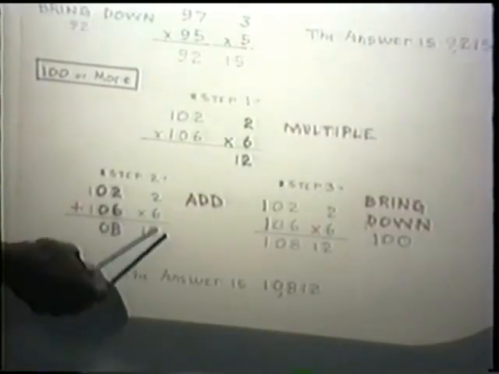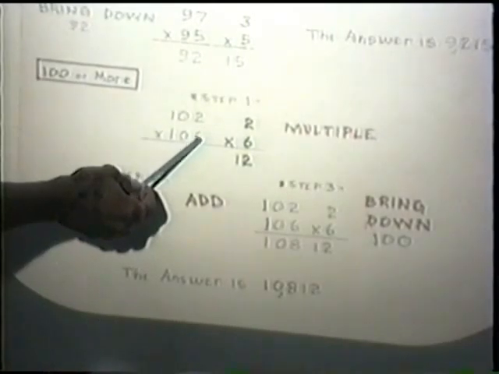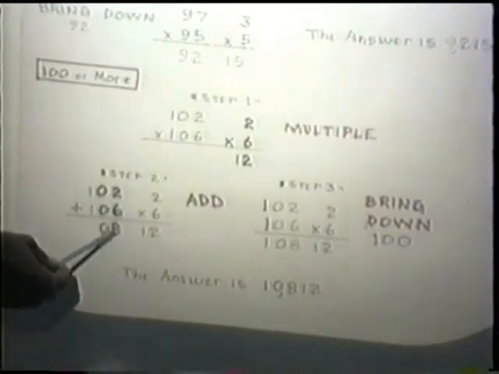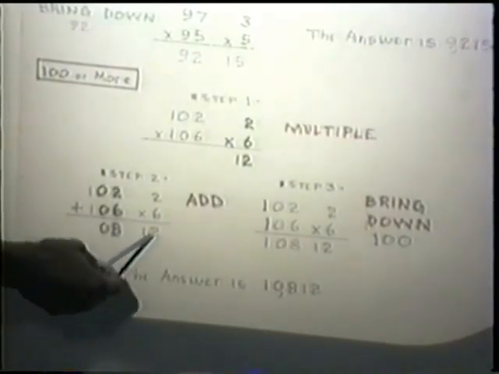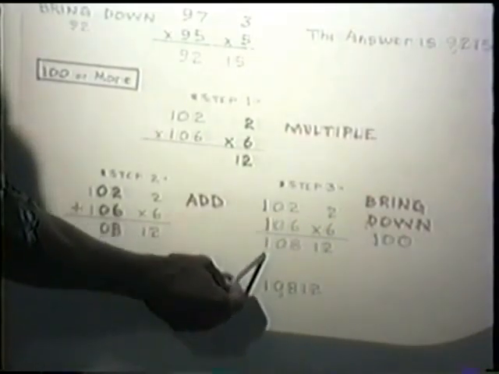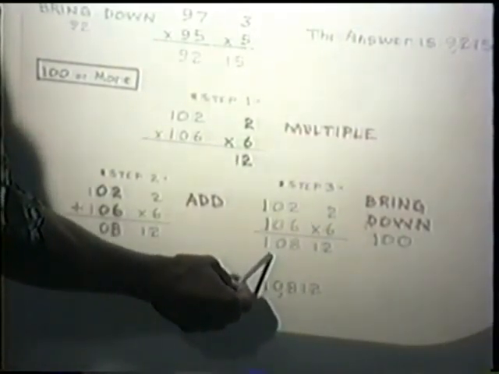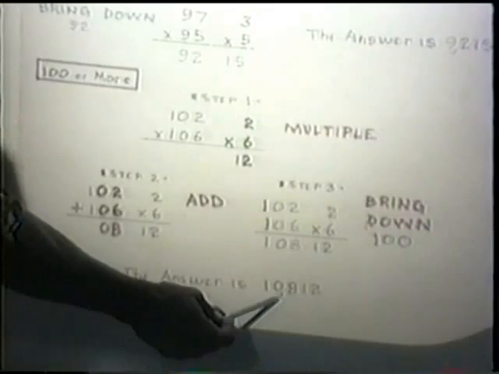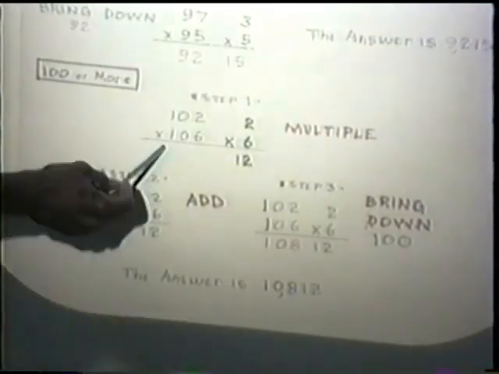First step, we multiply the 6 times the 2, we have 12. Second step, we add the 6 and 2, we get 8. So that's 8 and 12, 812. Then we bring down the 100. So now we have 10,812 as the answer to 106 times 102. That's complementary multiplication.